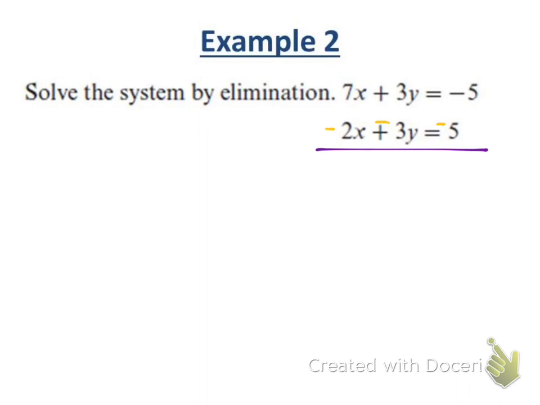7x minus 2x then gives us 5x. 3y minus 3y is 0. -5 minus 5 is -10. Divide both sides by 5 and we get x equals -2.